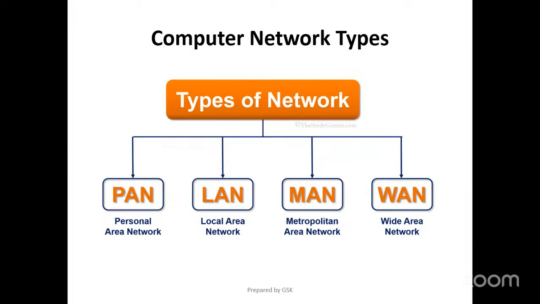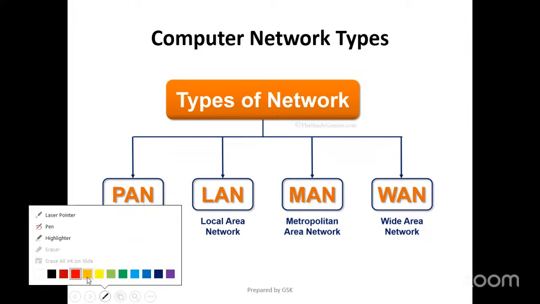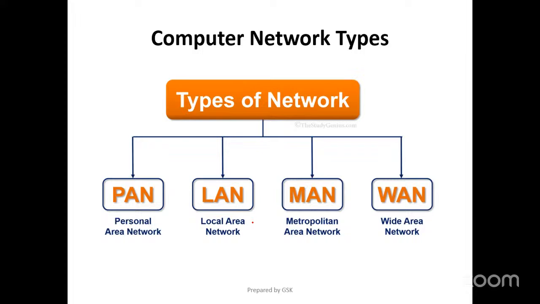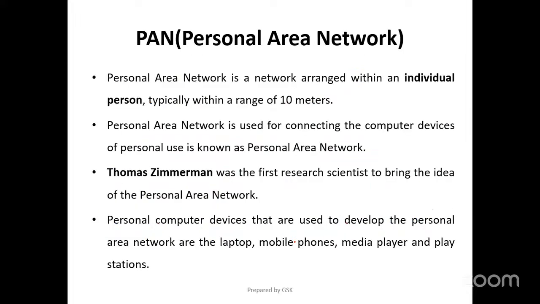Now, let us start a new topic, that is types of network. Already we covered what is a network. What is a computer network is clear. Now, basically we have four types of networks. Those are PAN, personal area network; LAN, local area network; MAN, metropolitan area network; WAN, wide area network. So let us discuss these one by one in detail.